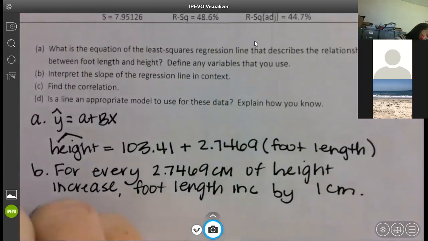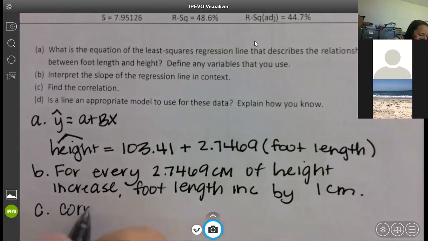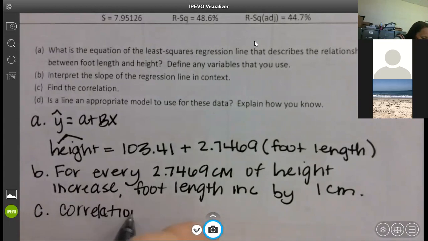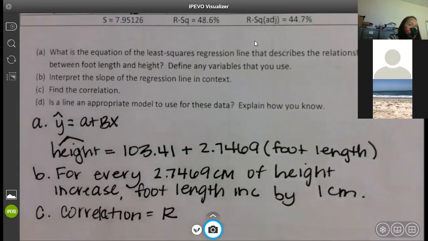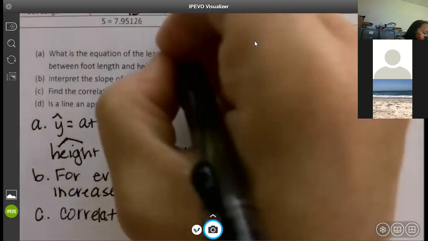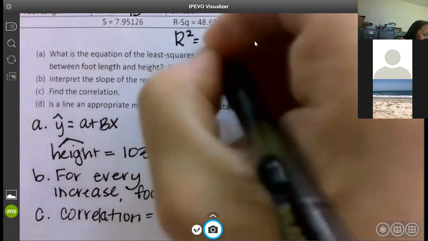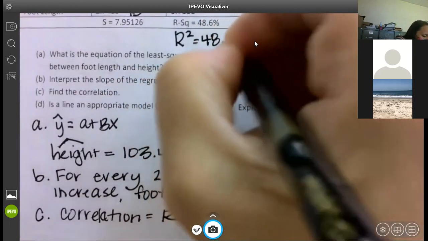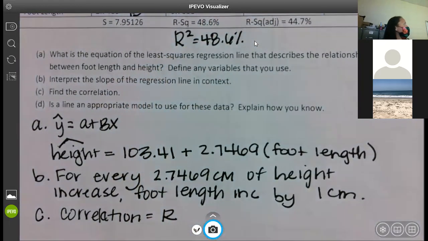C says find the correlation. What represents correlation? What letter? How do we find R if they were given all this chart? What do we see in the chart that might help us? Is that R? This is R squared. Is it different than the residual, right? Or is it what the residual comes from? No, it's what the residual comes from.